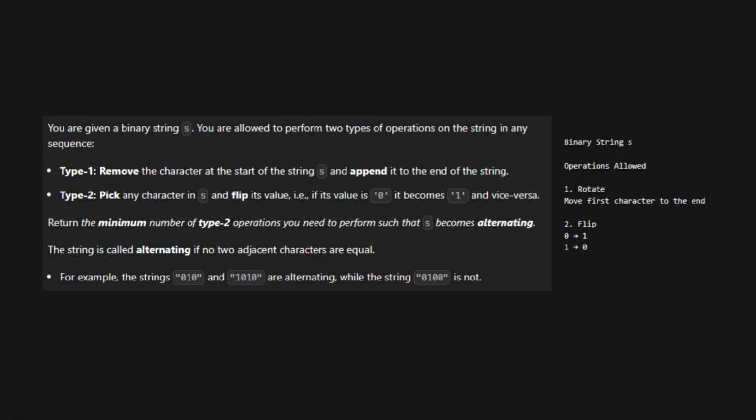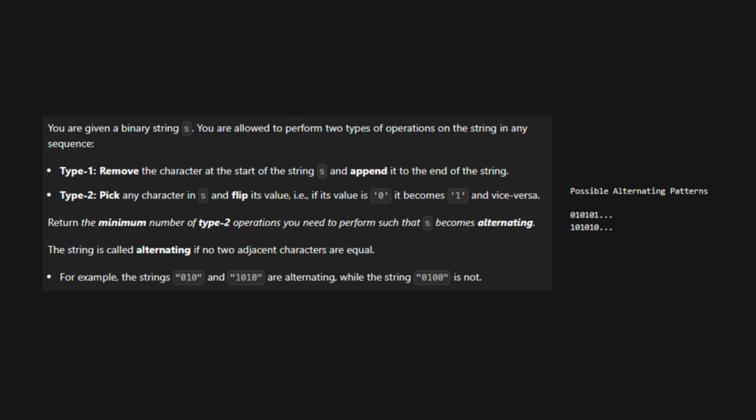Now moving to the actual problem. We are given a binary string. Two operations are allowed. The first operation is rotation, which means moving the first character of the string to the end. The second operation is flip, where 0 becomes 1 or 1 becomes 0. Our goal is to convert the string into an alternating binary string using the minimum number of flips. An alternating binary string looks like 0101 and so on, or 1010 and so on.